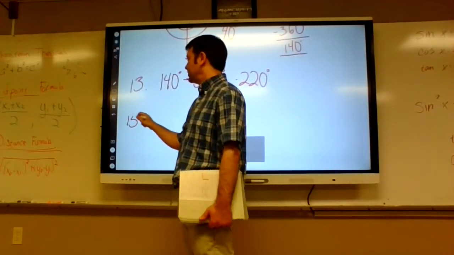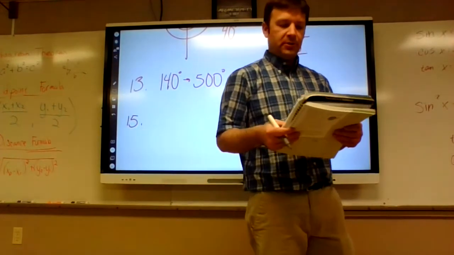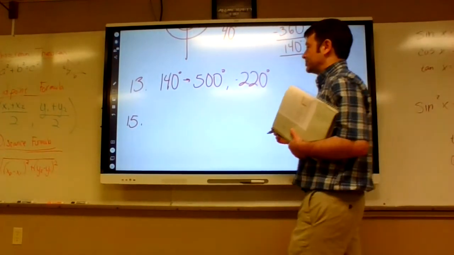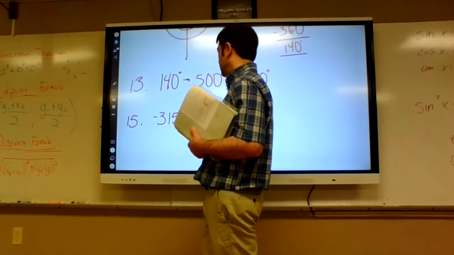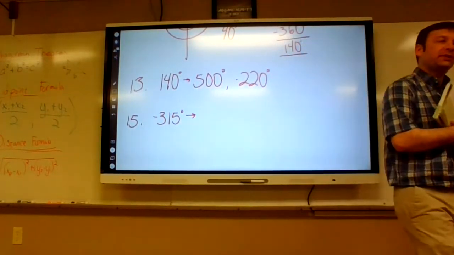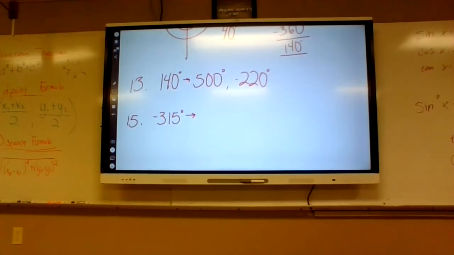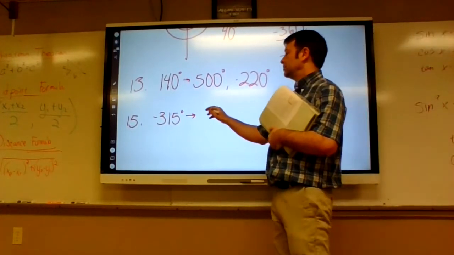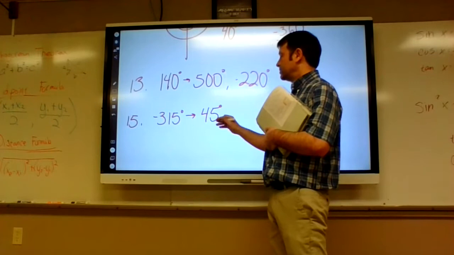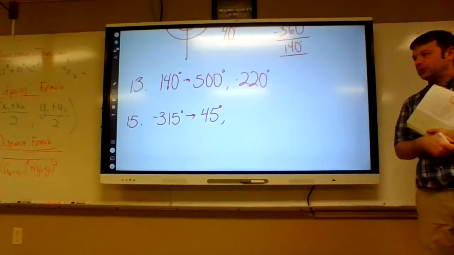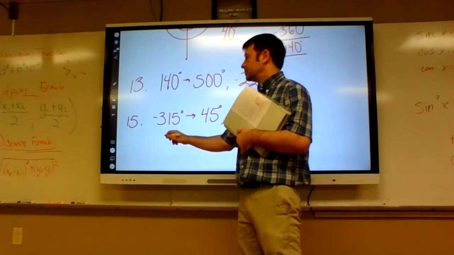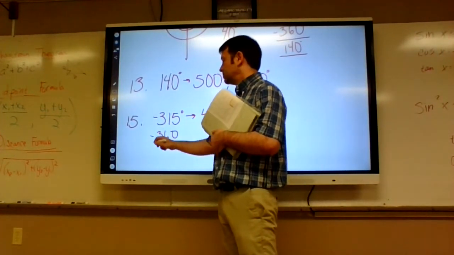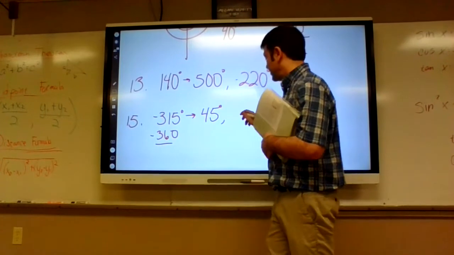Alright, 15. So negative 315 is the angle they give us. How do I turn that into a positive angle? Add 360. What's negative 315 plus 360? 45. So 45 is a coterminal angle with negative 315. How do I find another negative angle? Minus 360. Negative 675.